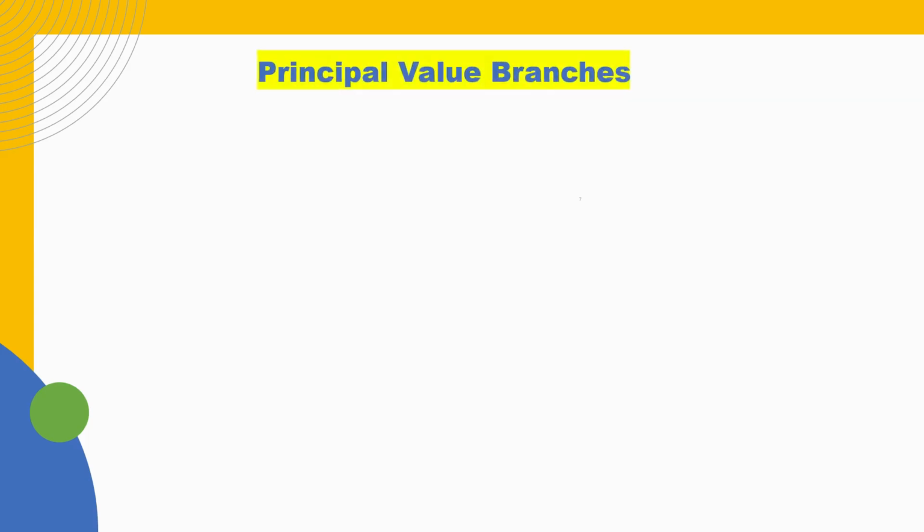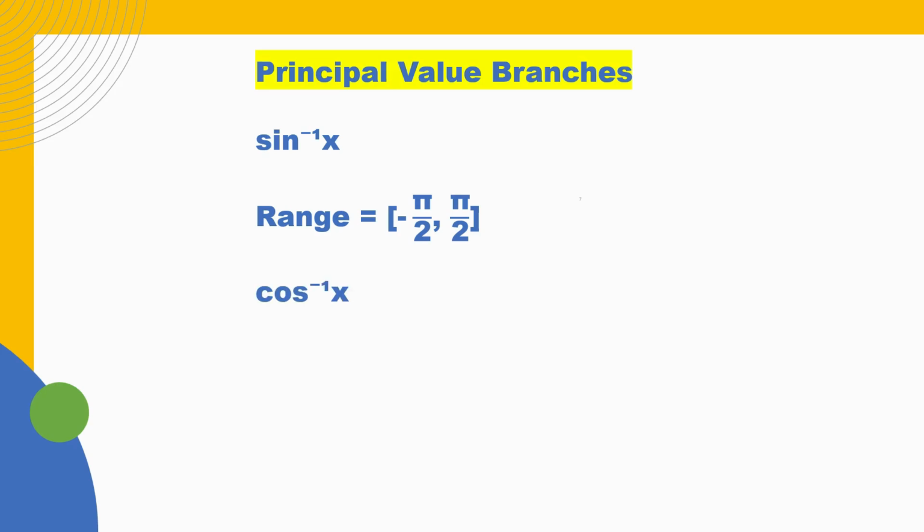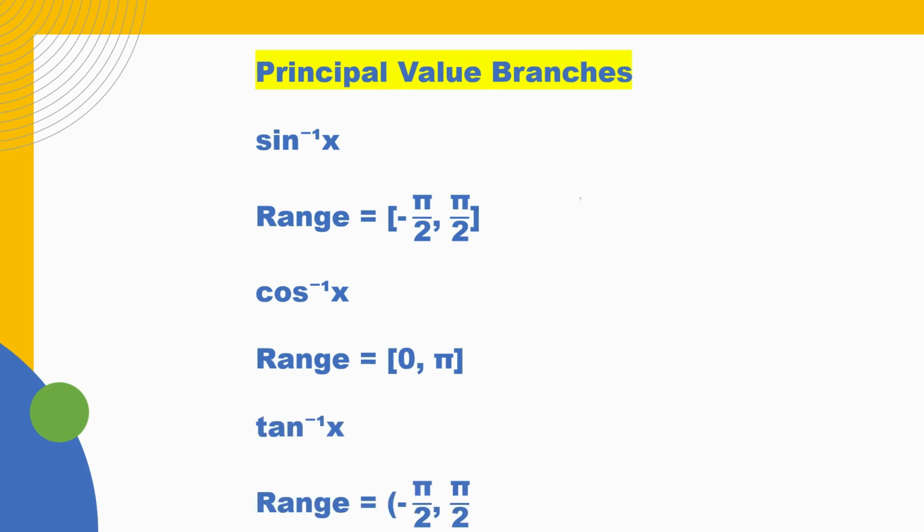After restricting the domains, we obtain special intervals called principal value branches. Think of these as official answer zones. Whenever you evaluate an inverse trigonometric function, the answer must come from these intervals. No exceptions. If you memorize only one thing from this chapter, memorize these principal value ranges. They decide whether your answer is correct or wrong.